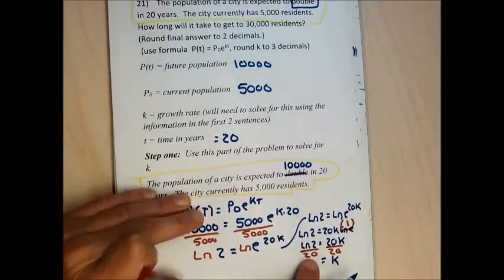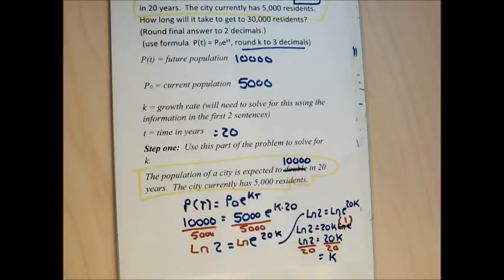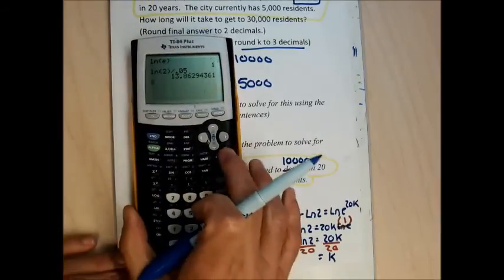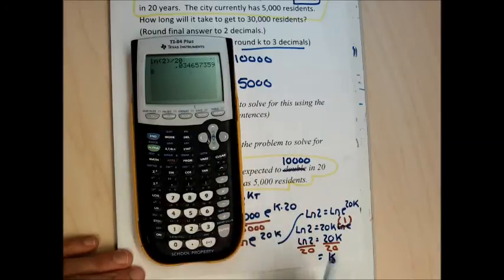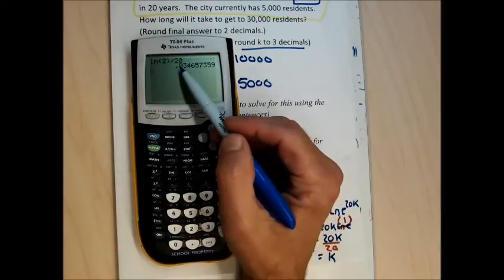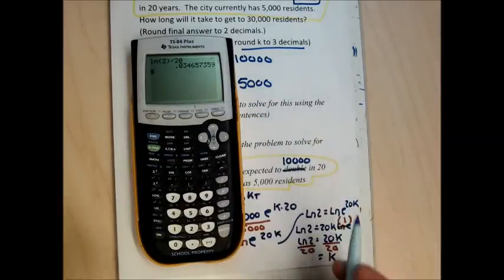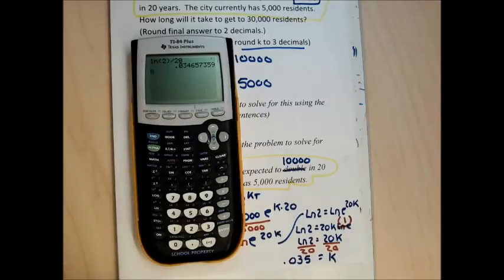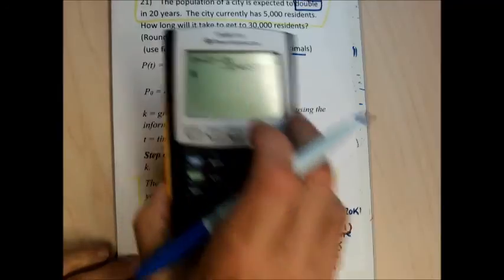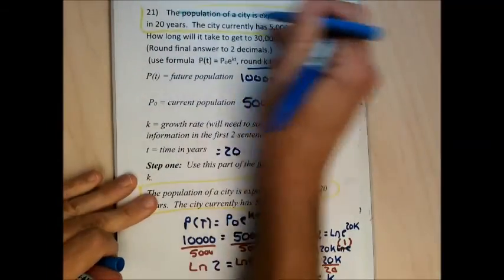And on the left-hand side, because I'm asked to round k to 3 decimals, I'm going to get my calculator out and round that to 3 decimals by doing the natural log of 2 divided by 20. And I get 0.0346. That 6 is going to round that 4 up to a 5. I'm going to write 0.035 equals k.